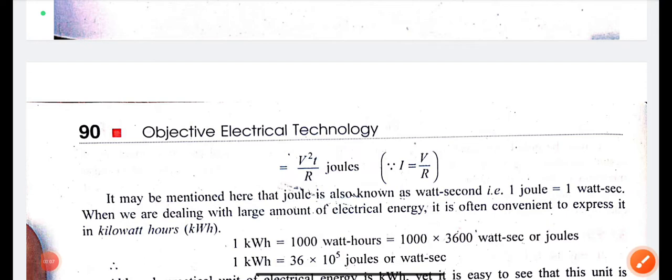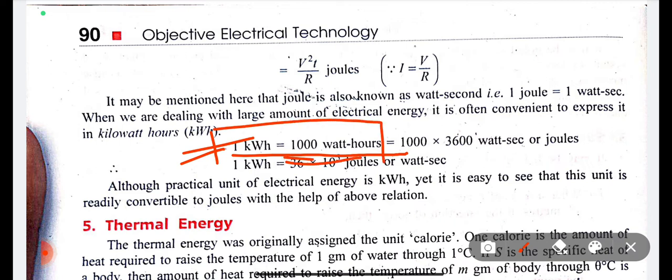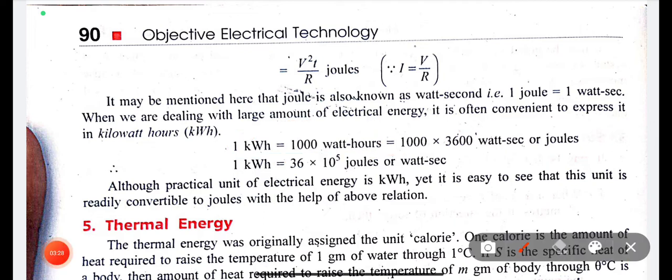Now we have to know one more thing. 1 kilowatt equals what? 1 kilowatt hour equals 1000 watt hour, right? This can be expanded: in watt second, or joule, 1000 is multiplied by 3600. Then we find 1 kilowatt hour in joule is 3.6 into 10 to the power 6 joule.